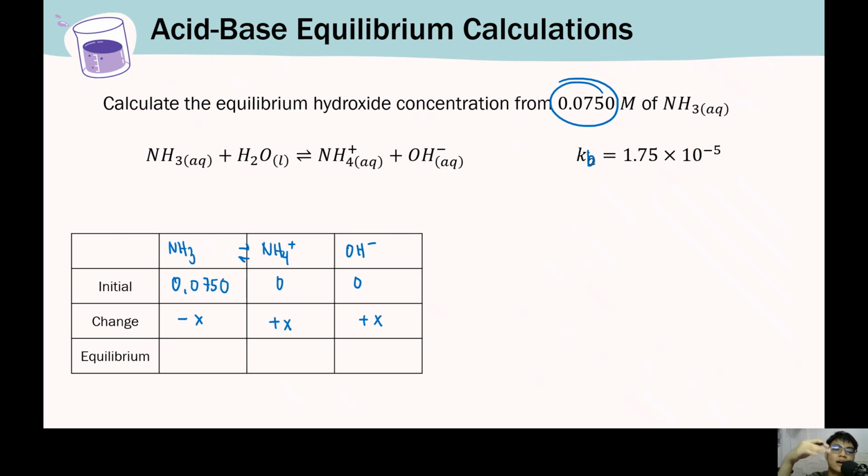Then we'll just combine the I and the C. Pagsamahin, so that will just be 0.075 minus x, so it'll be x and another x. And then what's next? Oh, you write the Kb. What's the Kb? That's the base equilibrium constant. Madali lang yan. Okay, so is this still the same naman?